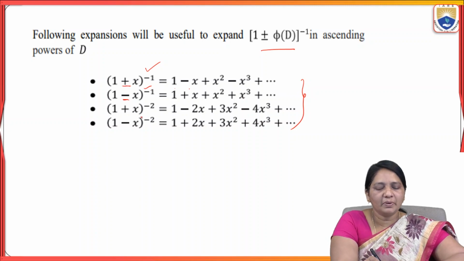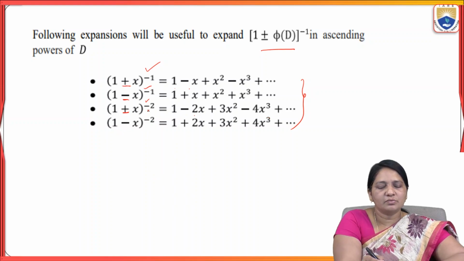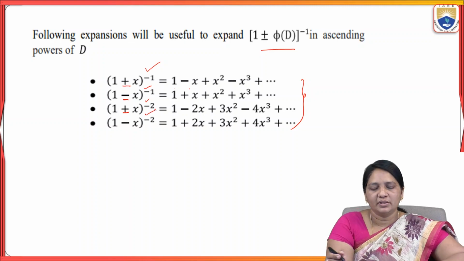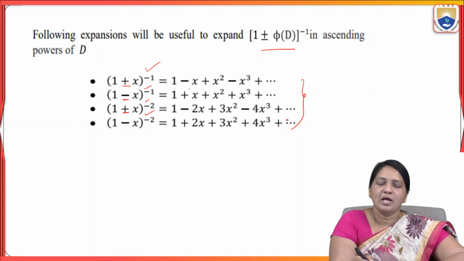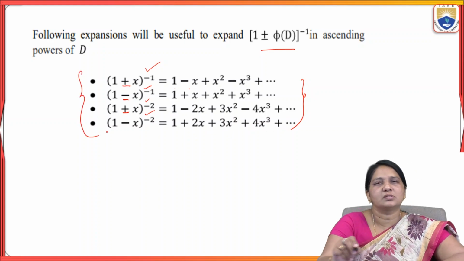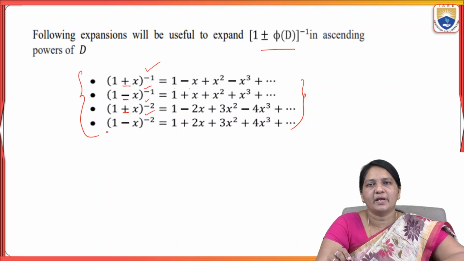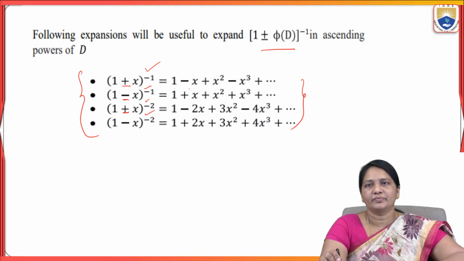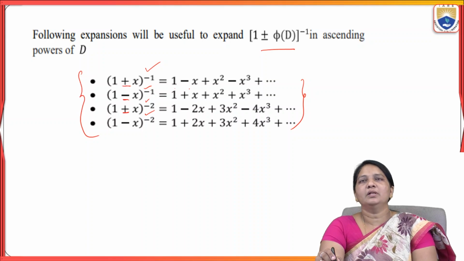And here, 1 plus x whole power minus 2. Here plus is there, here minus 2 is there. So 1 minus 2x plus 3x square minus 4x cube. And here also minus, power minus 2. Then we can write all plus values: 1 plus 2x plus 3x square plus 4x cube plus and so on. Like this we are going to use these formulas or these expansions in the problem. So we will see one example.